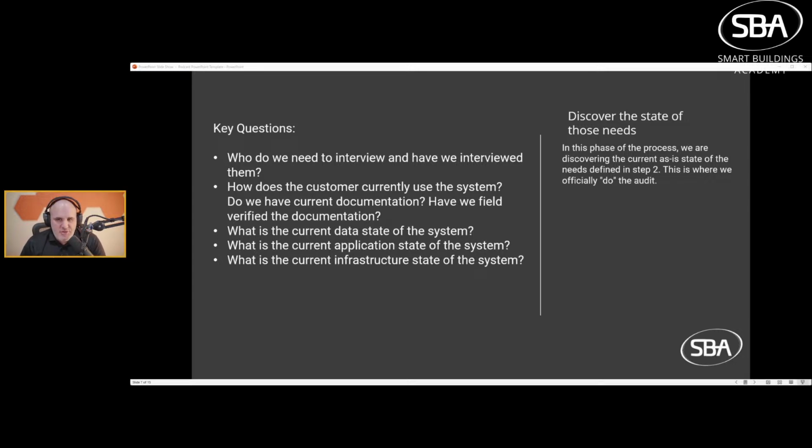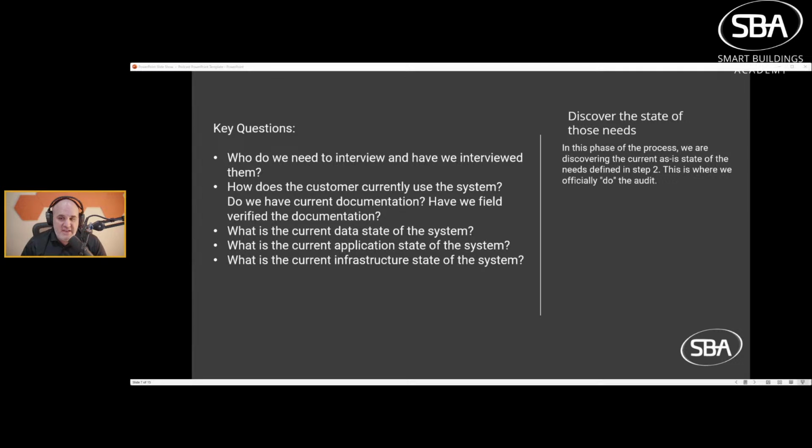So how does the customer use it? Do we have current documents? Do we have O&M documents? Do we have a retrofit log, a service log? Do we have MEP set? Do we have submittals, etc.? Have we field verified the documentation? We'll talk more about this in just a second when we get into the audit process.